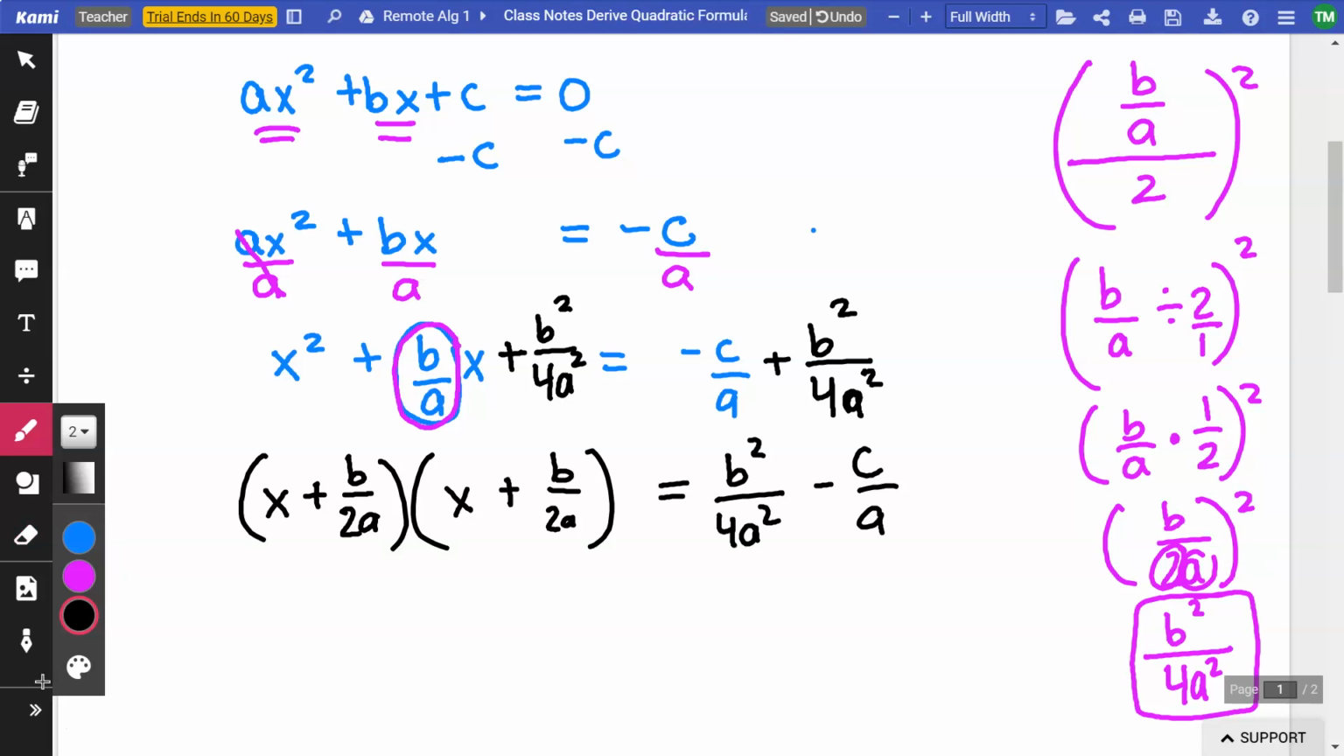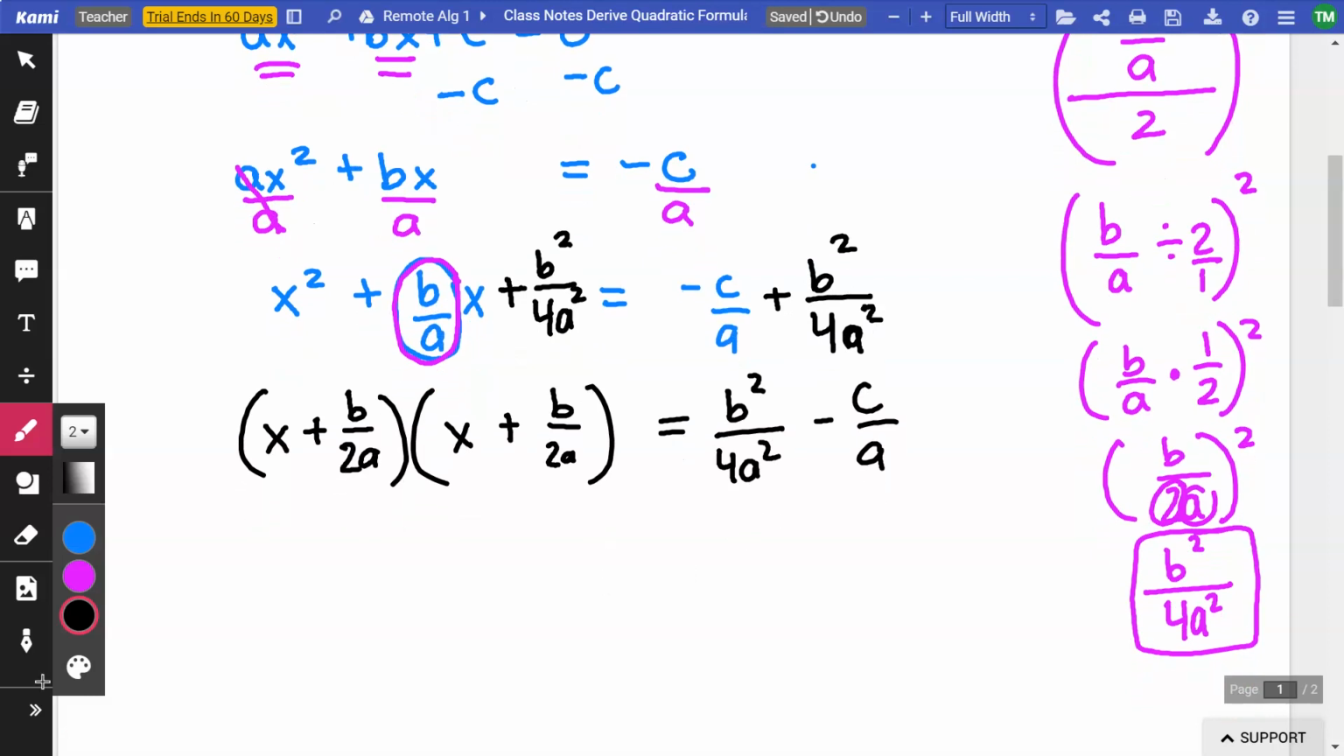Okay, so these are the exact same thing, so I can rewrite them as x plus b over 2a squared equals, now on the right side here, we need to go ahead and just make our lives easier by subtracting these two fractions. So trust me, we're going to want to subtract these two fractions. To be able to do that, though, we need a common denominator. So for my common denominator, this one has 4a squared and this one has a. So I'm going to make 4a squared my common denominator.